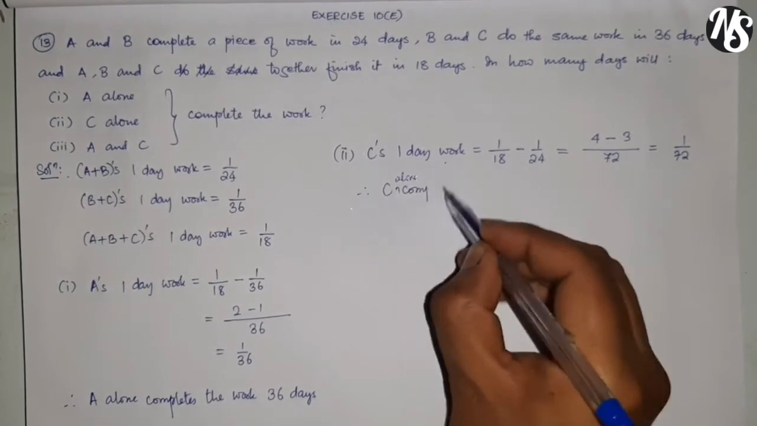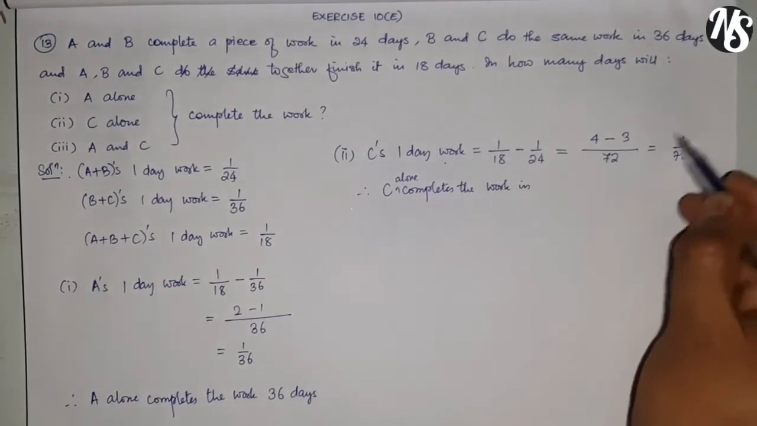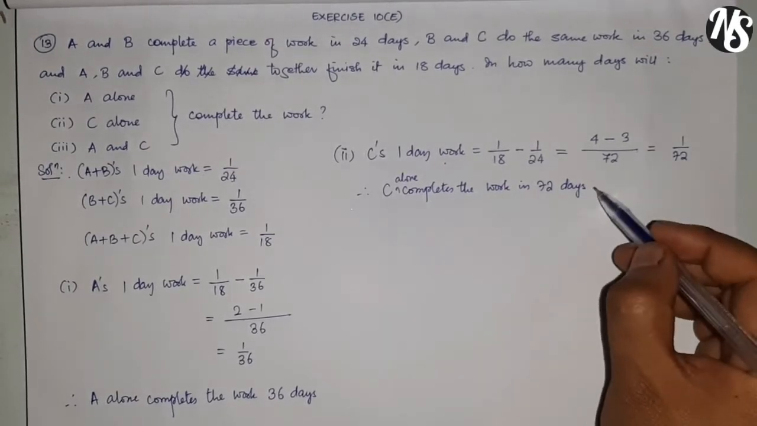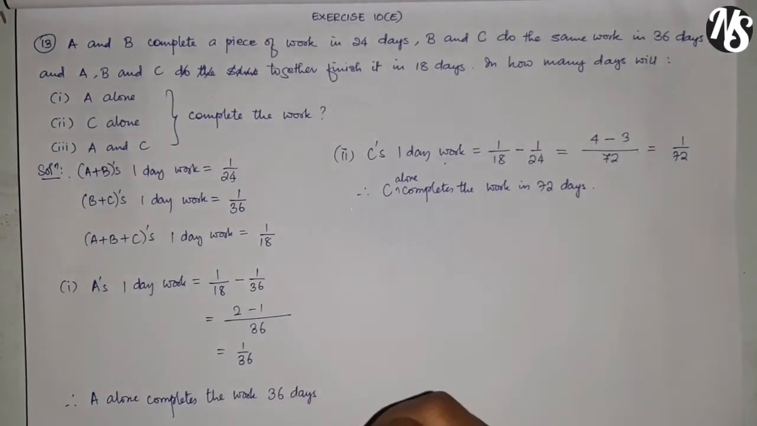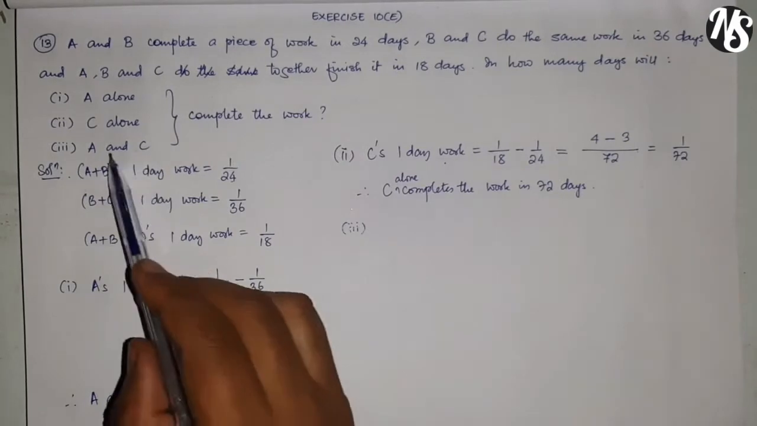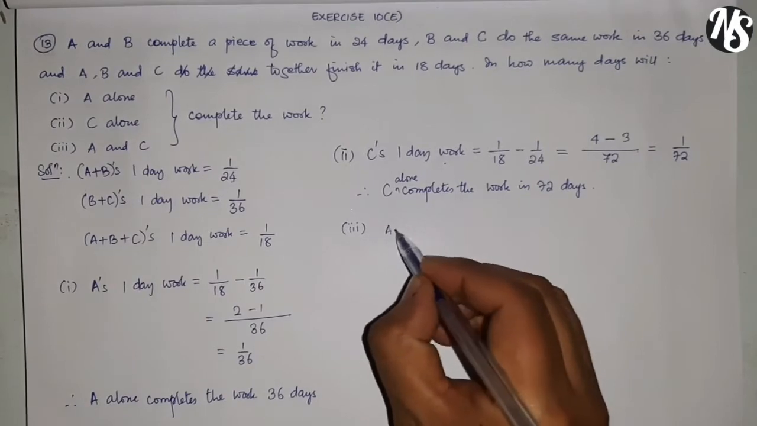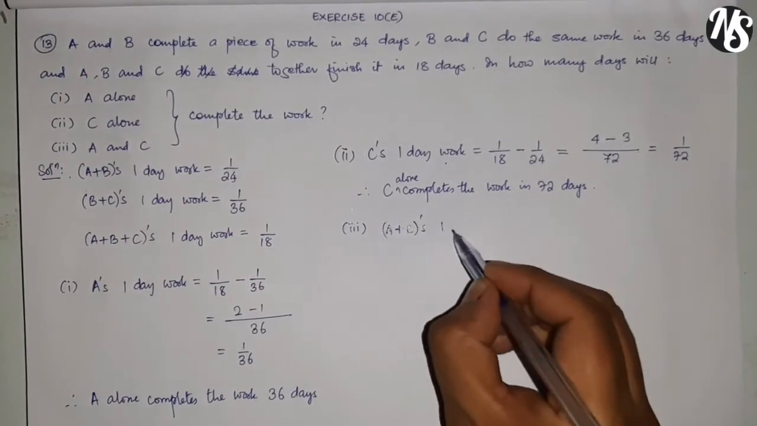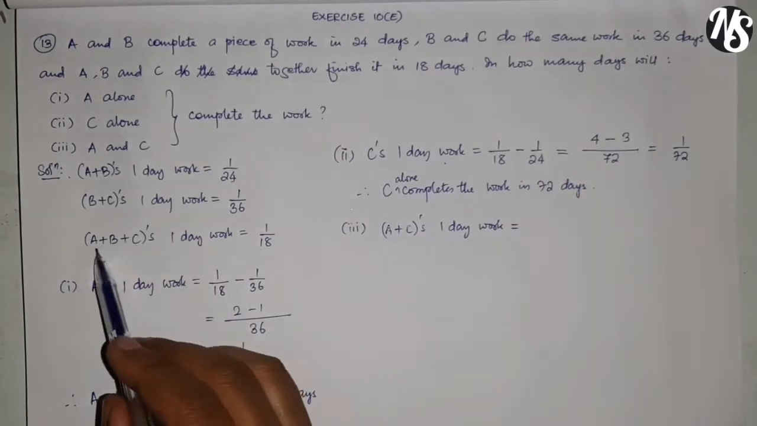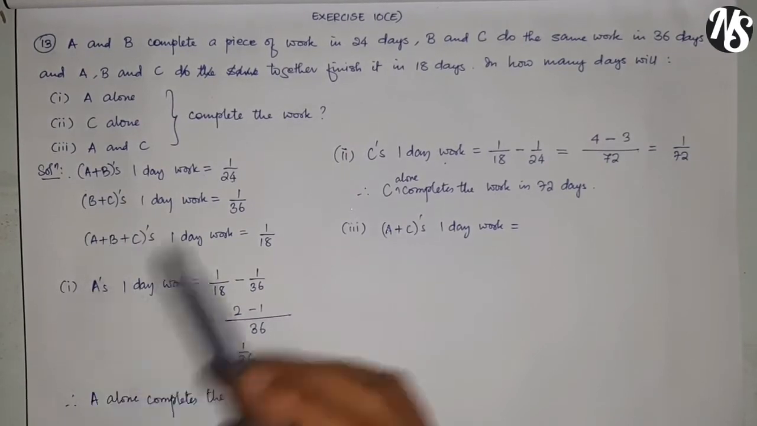So therefore C alone completes the work in the reciprocal of this, which is how much? It is 72. So C alone completes the work in how many days? 72 days. So this is my next answer. Okay, now let's see the third one, that is A and C together completes the work. So basically you have to first find A plus C's 1 day work. So for that what you need to do is, from this total I need to remove B's contribution, isn't it? So what is B's contribution in 1 day?